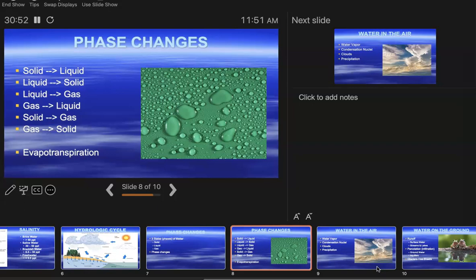condensation, evaporation, freezing, and melting. And at the very bottom, I threw in the evapotranspiration for you there, the whole big word. But most days you just see transpiration. And again, that's a special kind of evaporation that only green leafy things do.